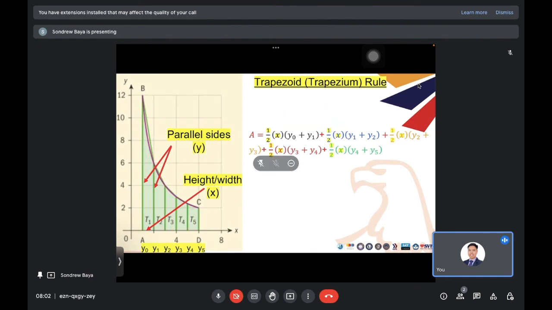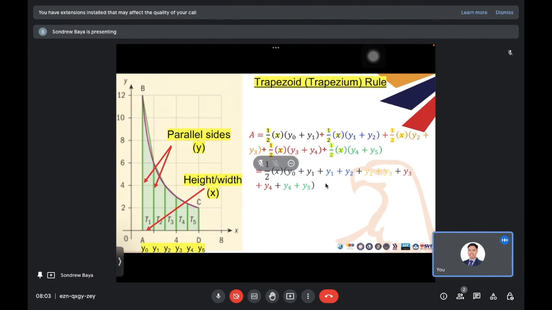Now, to continue, if you inspect it, it's very long, so we can shorten it by factoring out common factors, if there are any. Here, you can observe that each of them contains a factor of half x. So we can factor it out, thus we will have half of x times the remaining. Okay? So we now have this one.